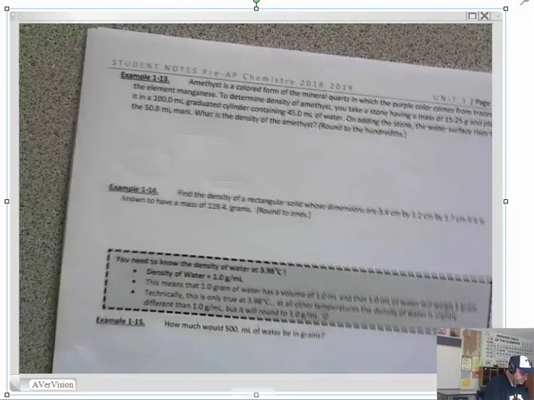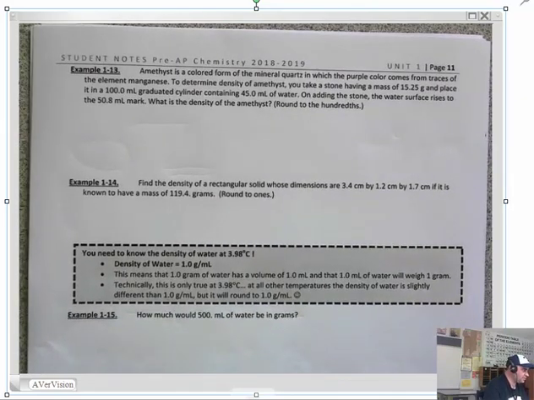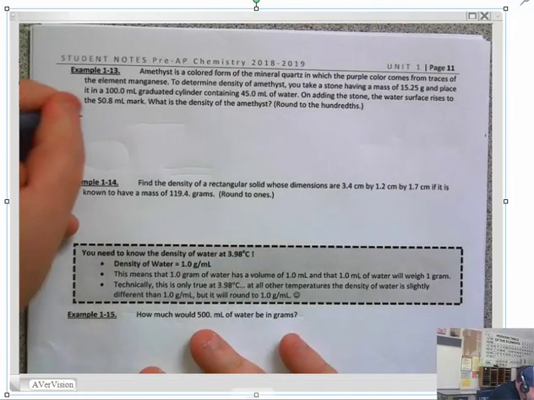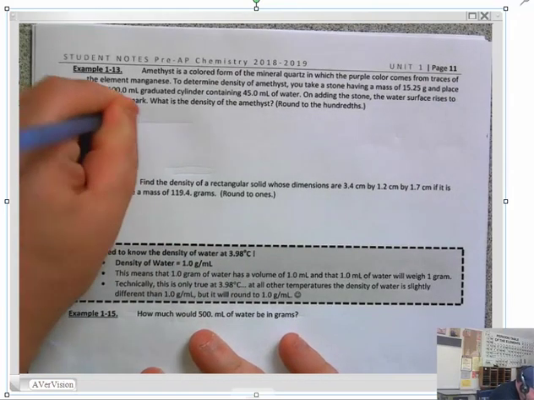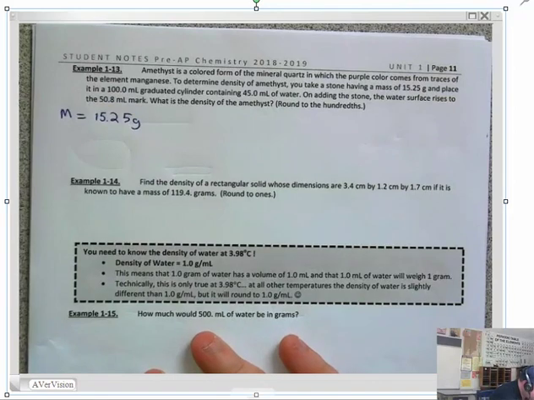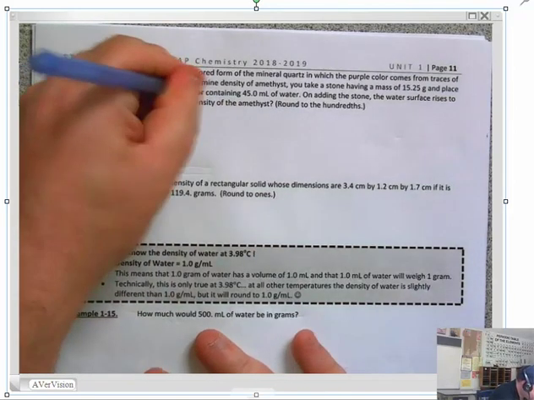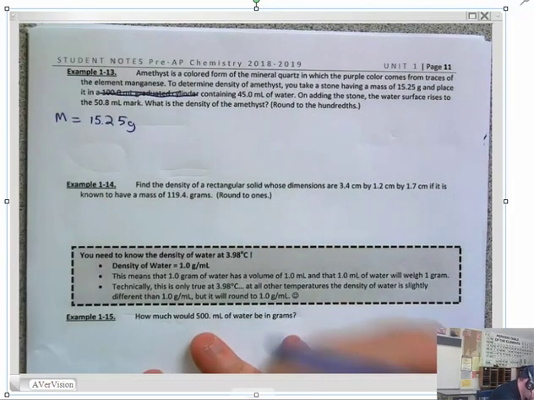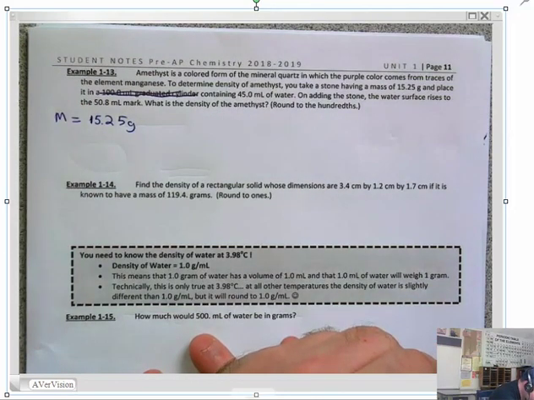Okay, here we go. Amethyst is a colored form of the mineral quartz, which has a purple color coming from the trace element of manganese. Nice. Did not know that. To determine the density of amethyst, you take a stone having a mass of 15.25 grams. Okay, so it has a mass of 15.25 grams. And place it in a 100 ml. I don't care if it's a 100 milliliter graduated cylinder. I don't care what graduated cylinder you put it in. Containing 45 milliliters of water.